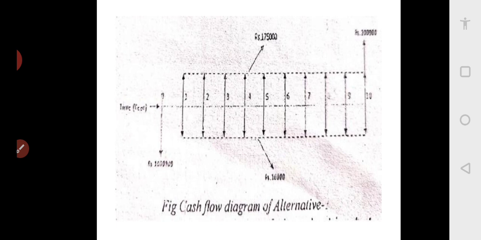And lastly, at 10 years, when I sell the machine, the scrap value or salvage value, I am getting 2 lakh rupees. That is my income, so it is shown on the top. From the horizontal line, the top arrows are all income, or inflow, and the bottom arrows are all expenditure, or outflow.